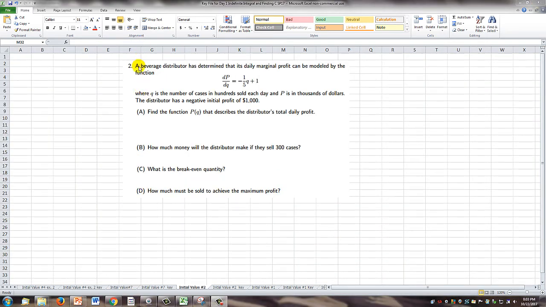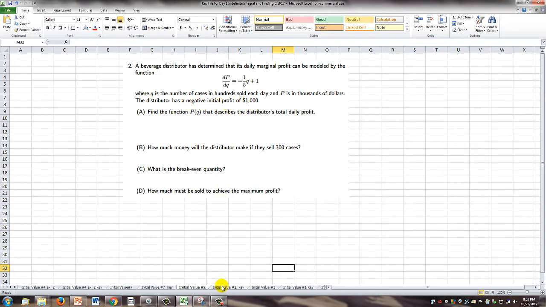Okay, so number 2 says a beverage distributor has determined that the daily marginal profit can be modeled by the function derivative of profit with respect to Q equals negative 1/5 Q plus 1, where Q is the number of cases in hundreds sold each day and P is in thousands of dollars. The distributor has a negative initial profit of 1,000.